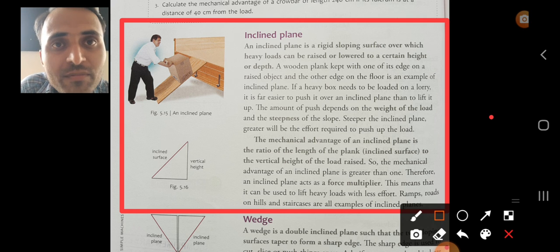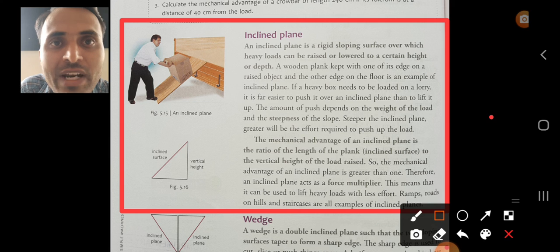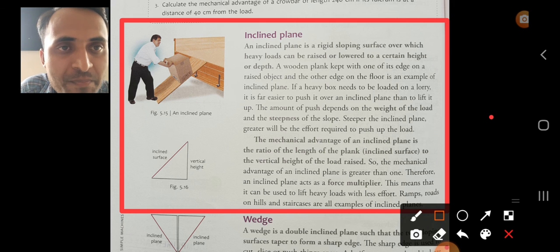Okay, if a heavier object is there, then you will require more force. And if the slope is very high, if the stiffness of the slope is high, then you will require more force, and if the slope is low, you will require less force. Okay, so all these things depend on each other. So you have to remember about the inclined plane.